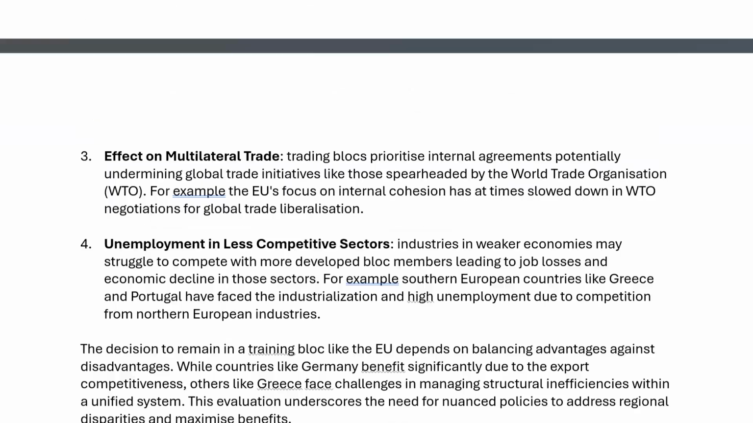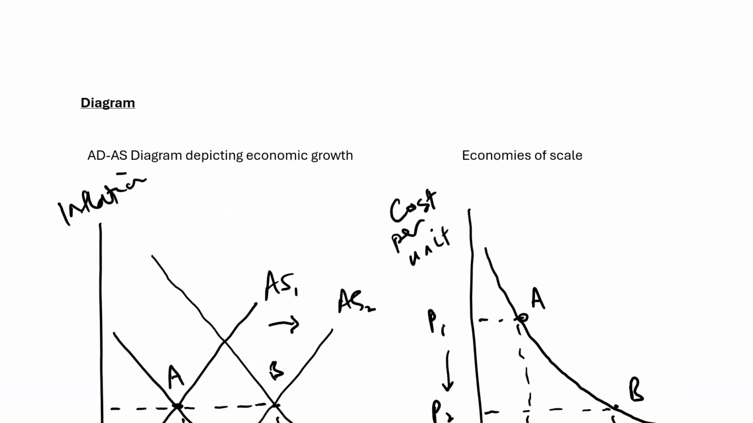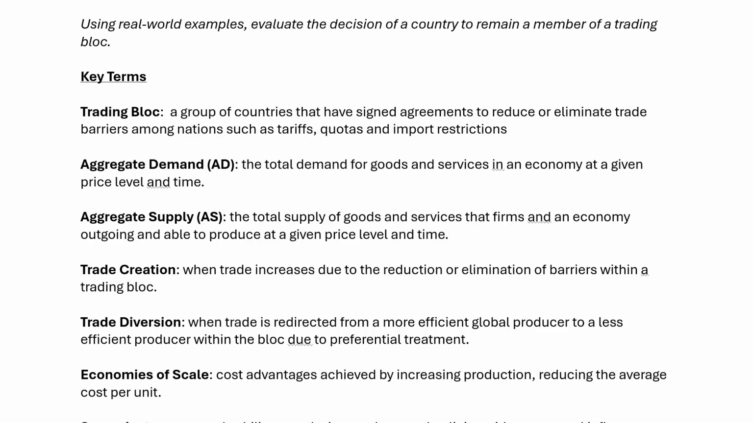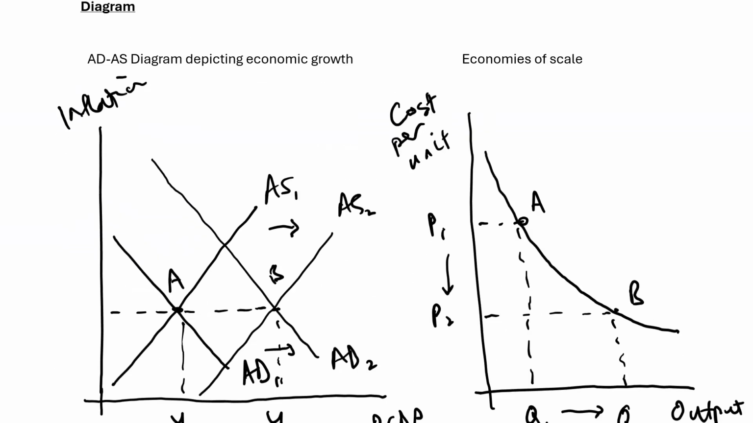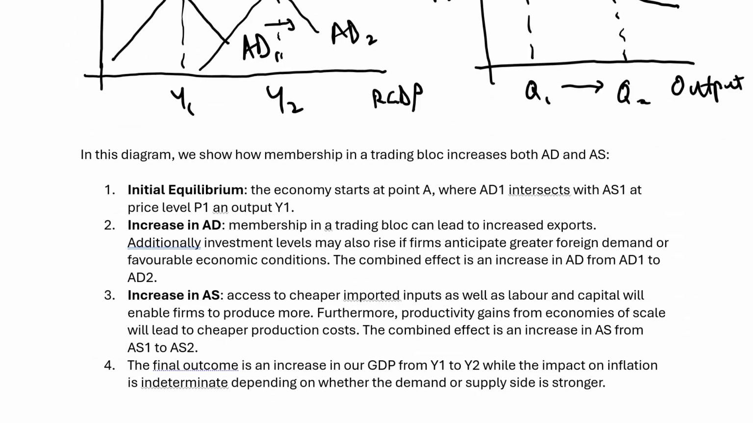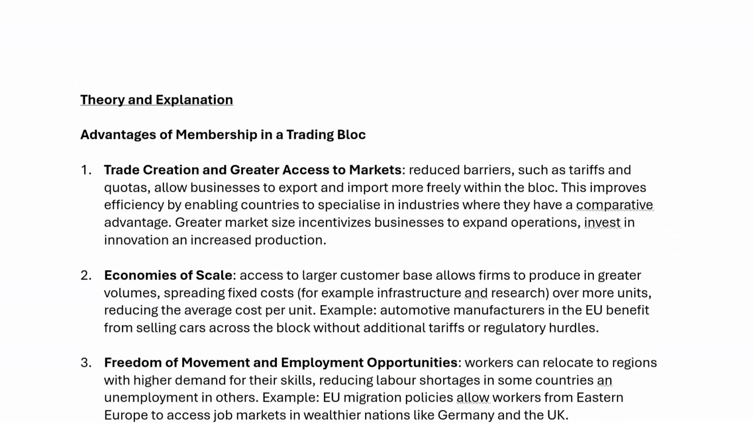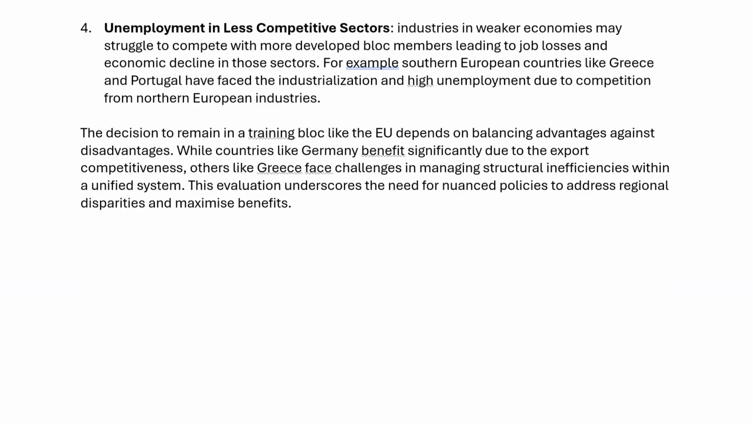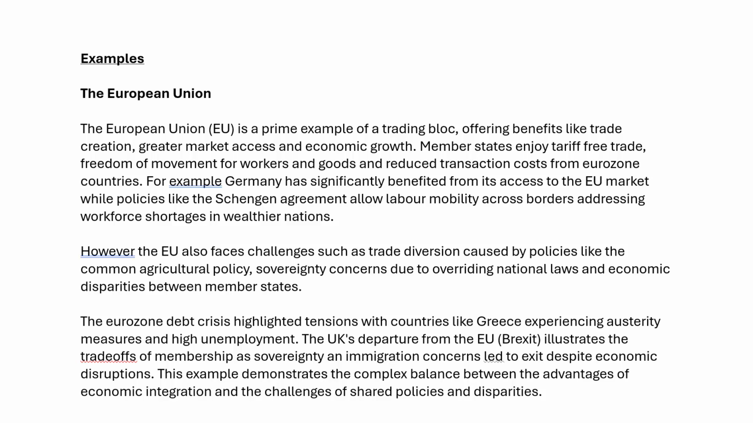So just to summarize, what we did is we started off by defining some of these key terms, and then we went through a diagram, and two particular diagrams come to mind: the aggregate supply and demand diagram, as well as economies of scale. We provided a bit of commentary on the diagrams, and then followed this up with some theory and explanation to discuss some of the advantages as well as disadvantages of being a member in this trading bloc. And then we finished off with a real world example, in this particular case, the EU.